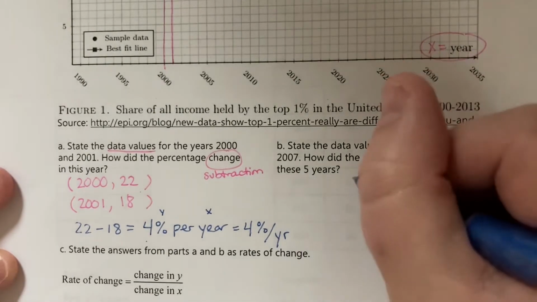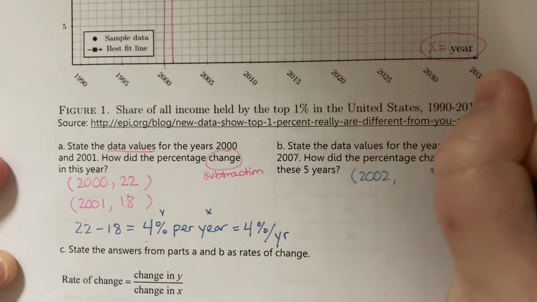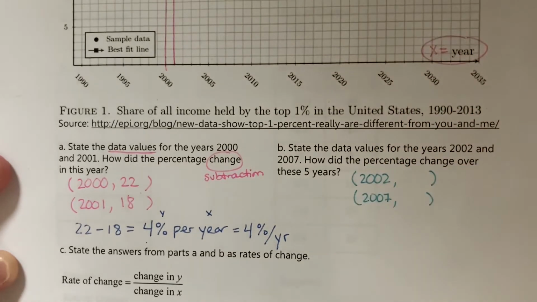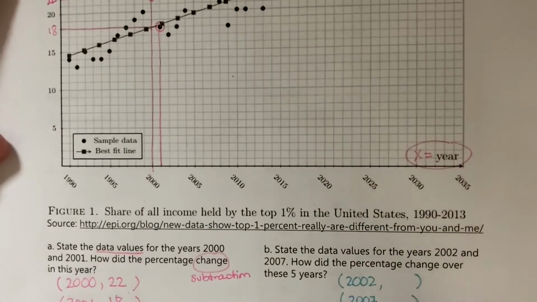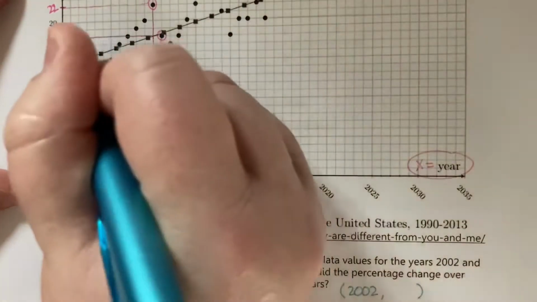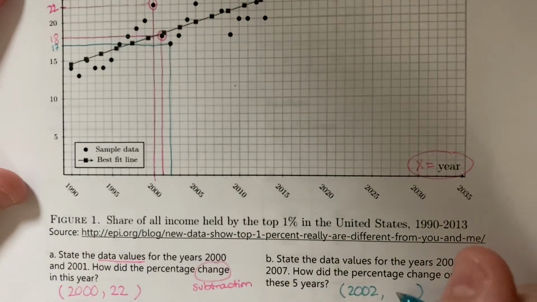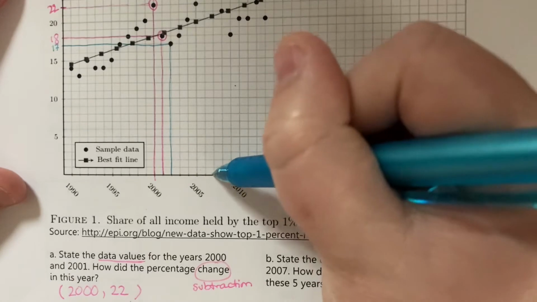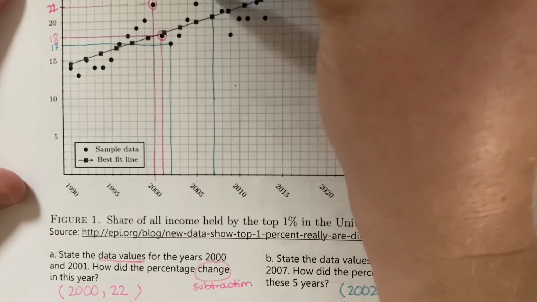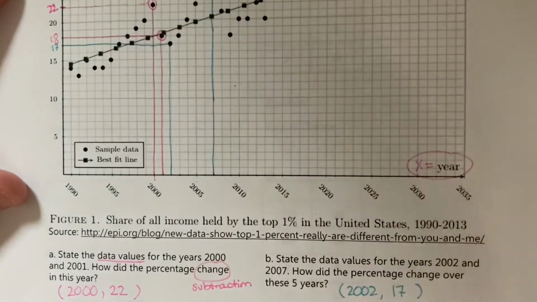2002 and 2007. We're going to start with points. 2002, comma, we have to find the y value. 2007, comma, we have to find the y value. Let's go to the graph. In 2002, I'm over here. I go up to this point, and it looks like the y value is 17. In 2007, that's 2 past 2005, I go up, and make sure you're hitting the point, not the trend line. And at the point, it's 24.